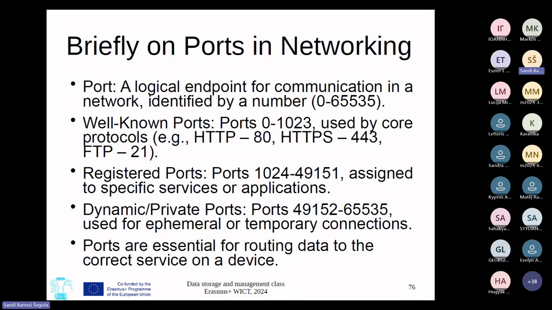The reason for this is 2 to the power of 16. You have 16 bits for the source, 16 bits for the destination, and that's essentially why this number is 65,000, because 2 to the power of 16 is going to be really close to it.